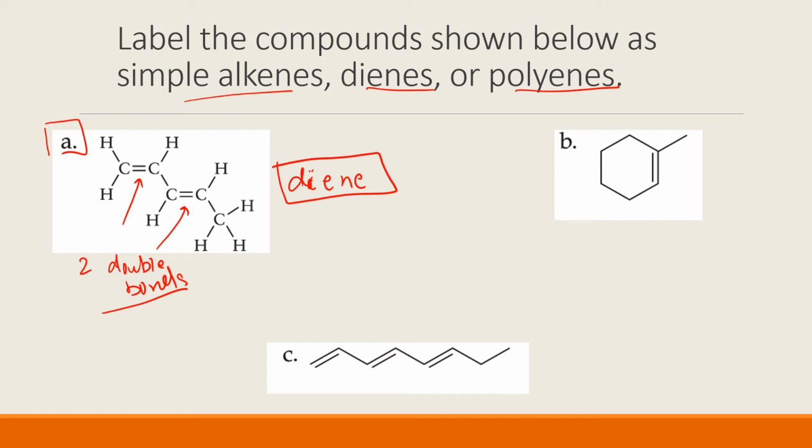In case of example B, it's a cycloalkene, but because it contains only one carbon-carbon double bond, therefore it is a simple alkene. In example C, it has three carbon-carbon double bonds. You can call it a triene, or it can also be classified as polyene.